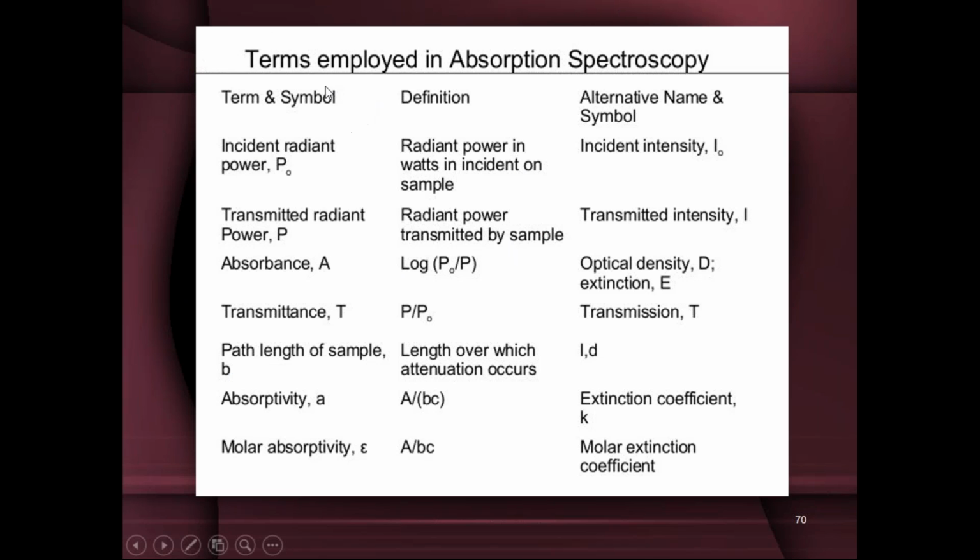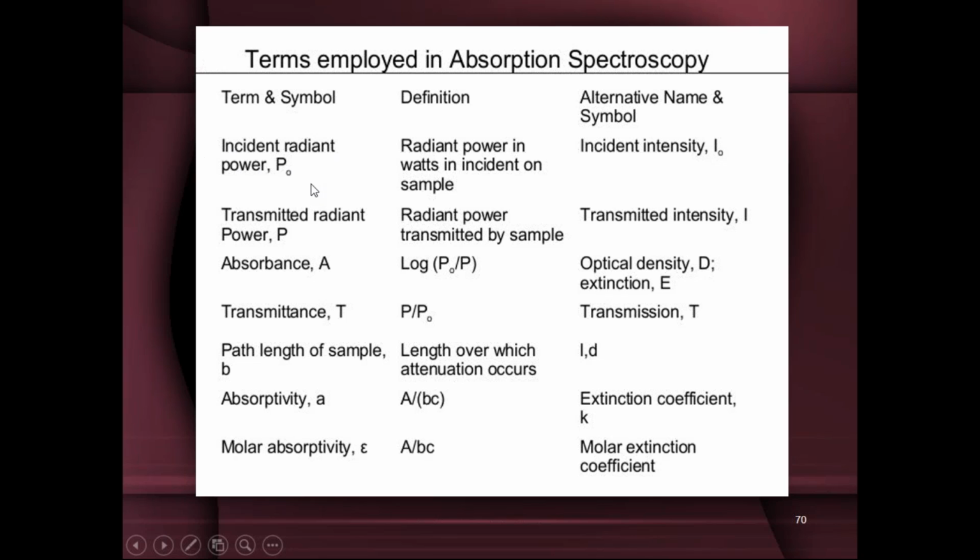So to summarize the various terms that we have studied today, the terms that are employed in absorption spectroscopy, the first column indicates the term and the symbol used. The last column indicates the alternative name and the symbol for the same term. And the center column indicates the definition or the equation to determine that particular term. So first term is incident radiant power, also called incident intensity, incident radiation intensity.